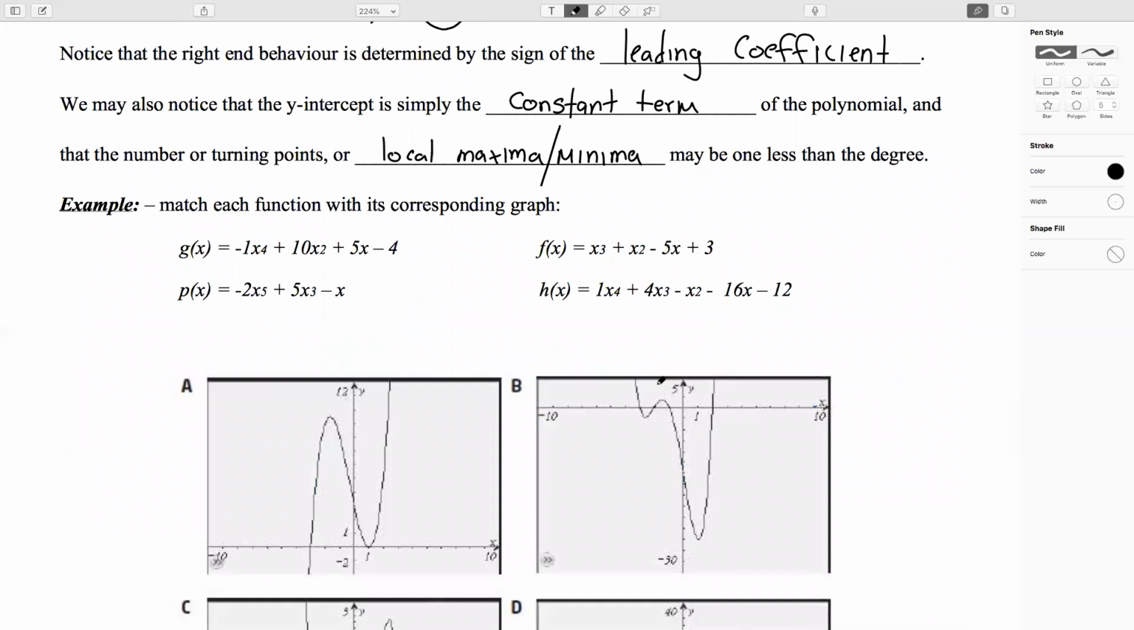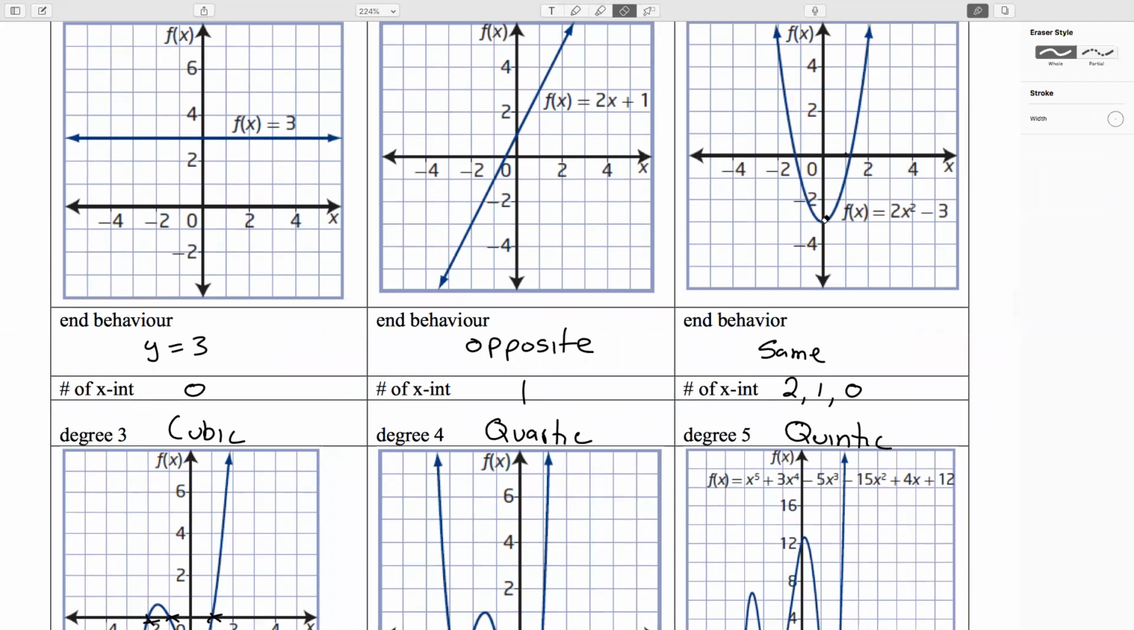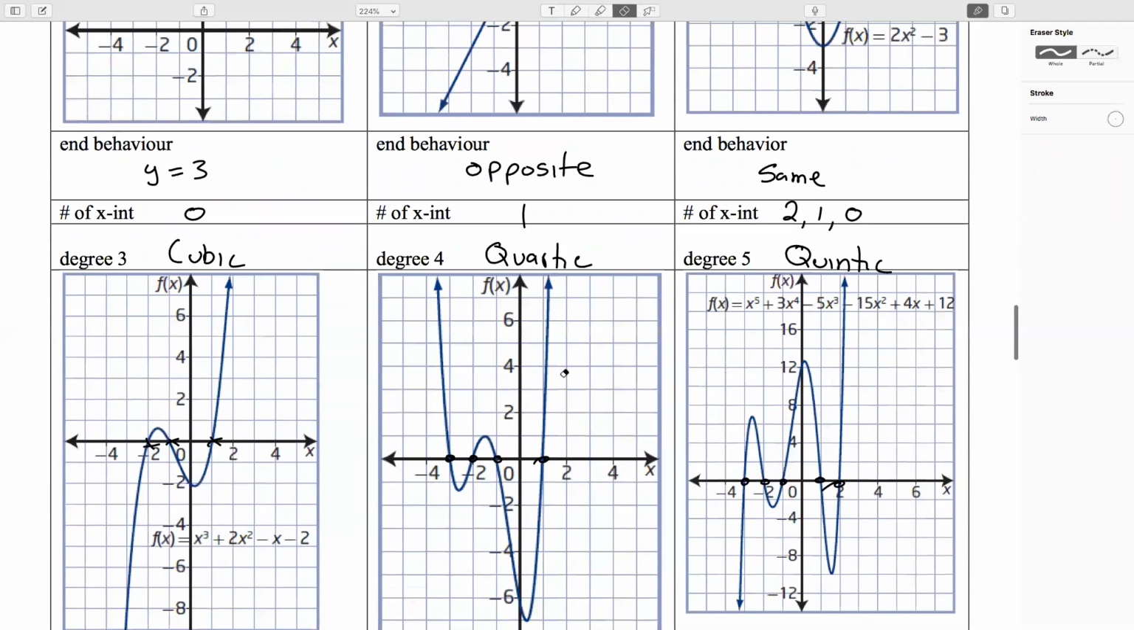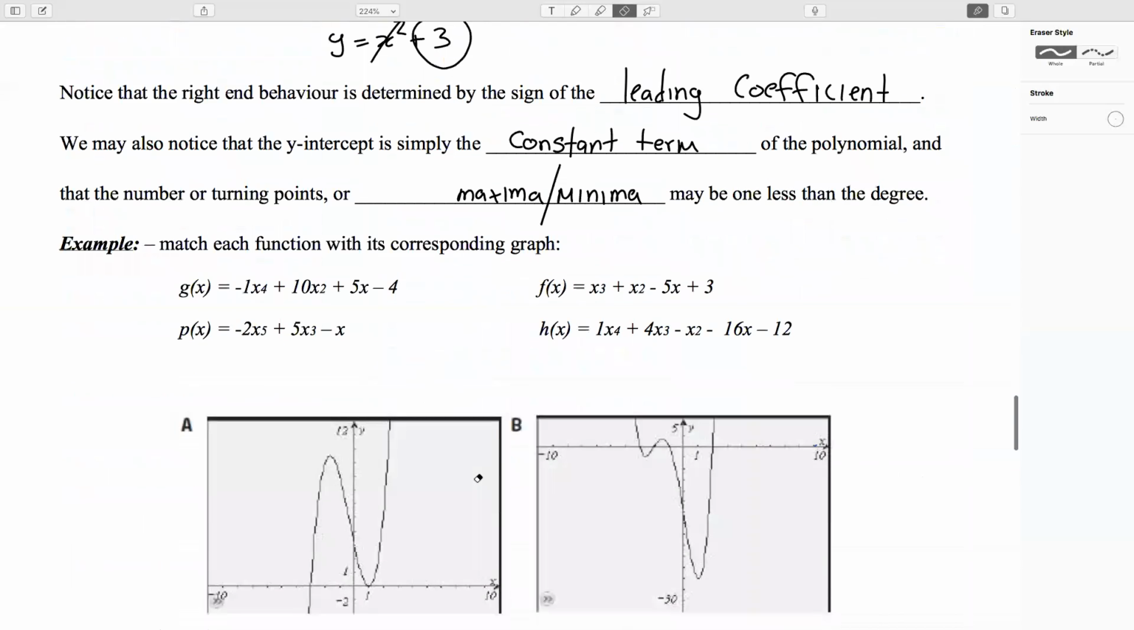And sorry, I should probably be careful. They're not always just local. Let's just call them maxima or minima, because some of them can be local and some can be absolute. The difference is that an absolute max is the highest point, or an absolute min is the lowest point, while a local max or min refers to a min or a max somewhere in the graph that's not necessarily the lowest point. Like this is a local min, this is a local max, but you don't really need to worry about that.